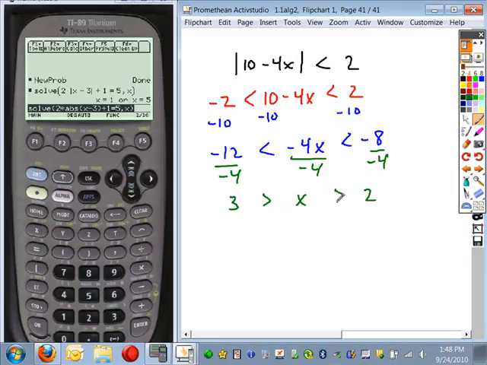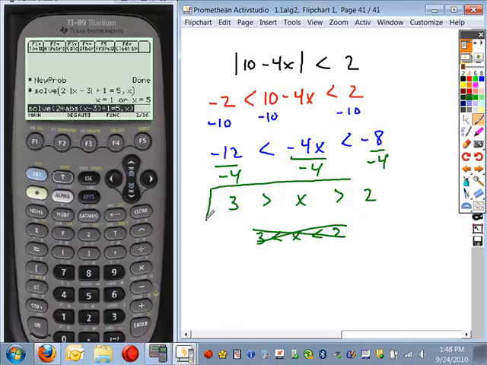Now let's say you were solving this and you forgot to do that step. Would it make sense that 3 is less than x, which is less than 2? That doesn't make sense, right? Because if x is greater than 3, it can't be less than 2. So that's inconsistent. So hopefully you can see that inconsistency and then go back and recover what you missed.